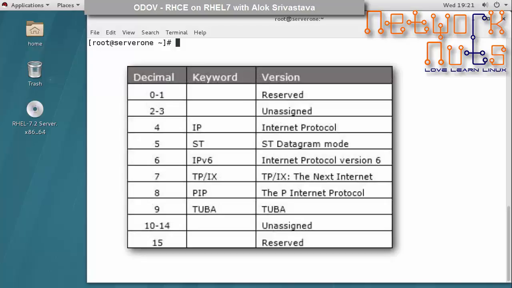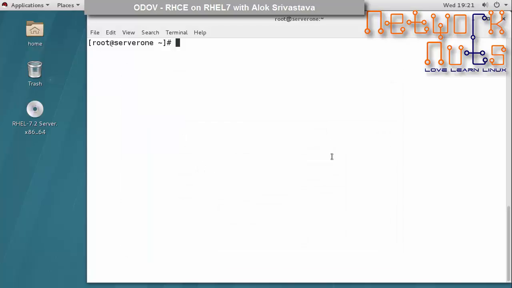So that's why we don't see IP version 1, 2, 3 and 5, which is very much clear from this picture here. Okay, now let's come on to the features. We have understood the history, some drawbacks, the features.